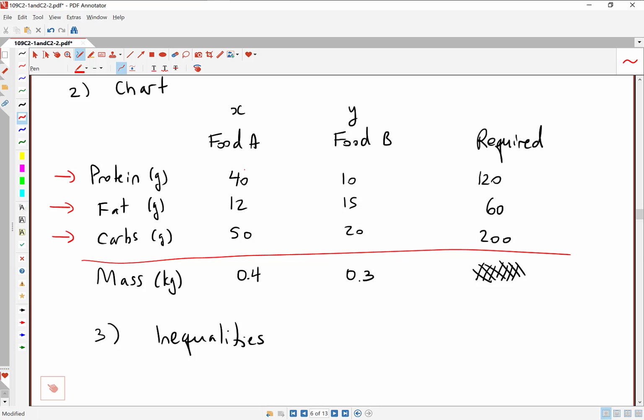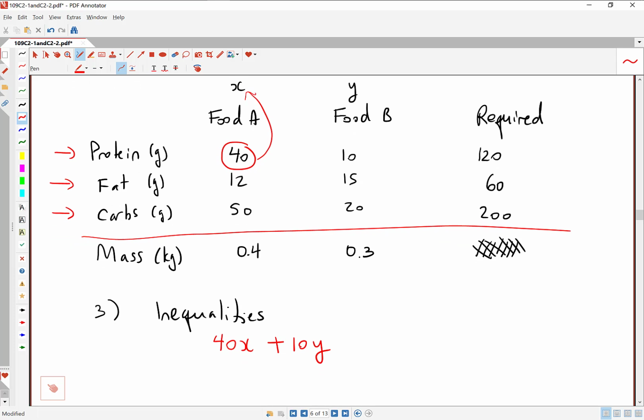So food A has 40 grams of protein per serving, but the astronaut is going to be eating X servings of that food per day. So if you multiply those together, that's 40X. And that's just from food A. You've also got 10Y coming from food B. And then what the astronaut requires is 120 grams of protein per day.